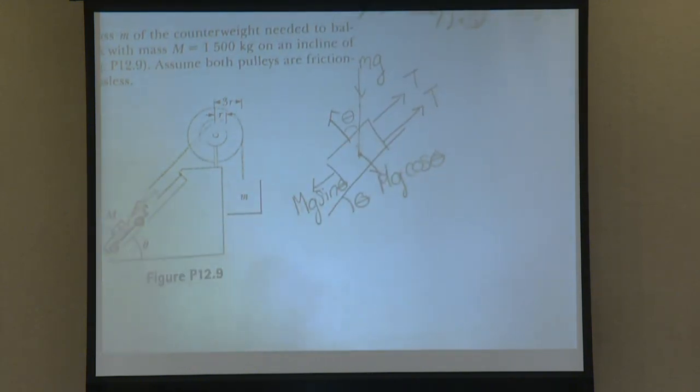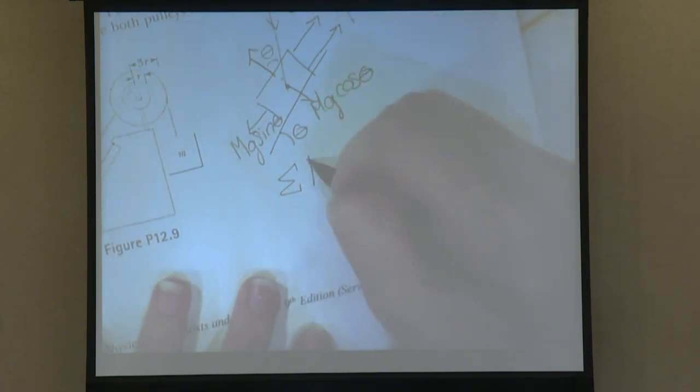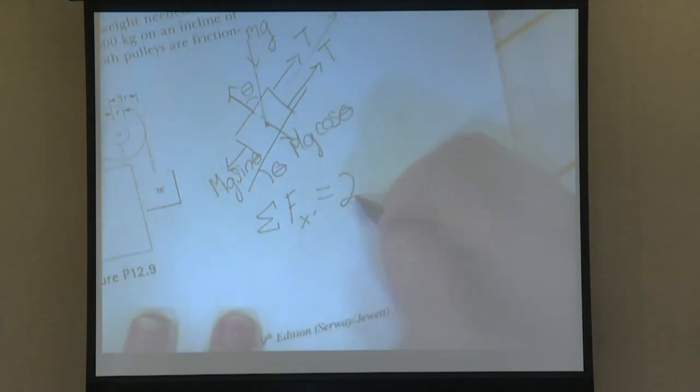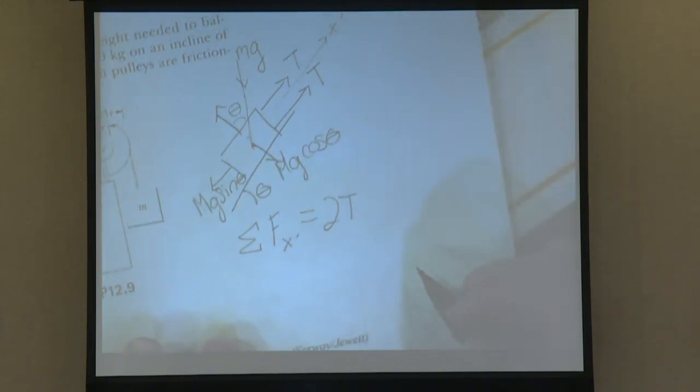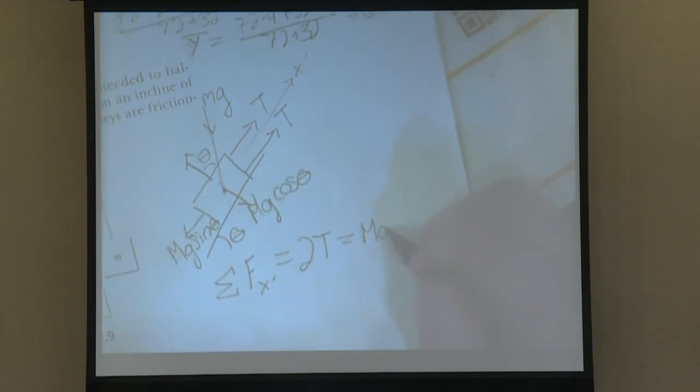First we want to look at our forces in this direction. We'll call this the x prime axis. The 2 tension forces, since it's telling us that it's balanced, are going to be equal to mg sine theta.